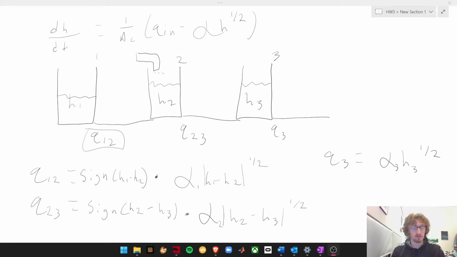From here, it's fairly straightforward. We can use the same equations that we used when we were just doing one tank and find the change in volume over time for each of the 3 tanks.